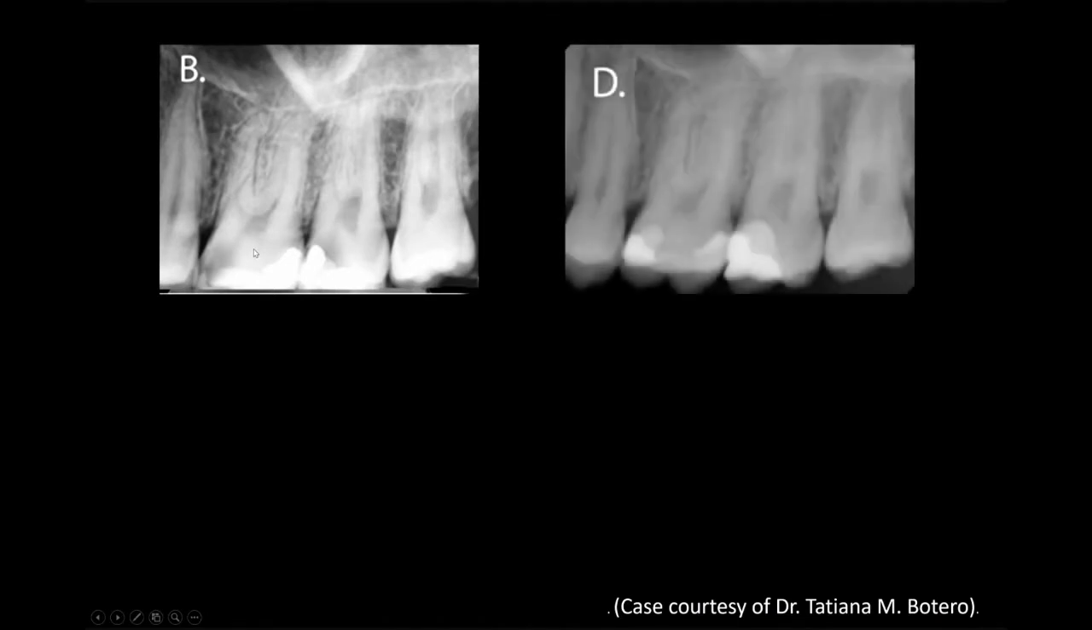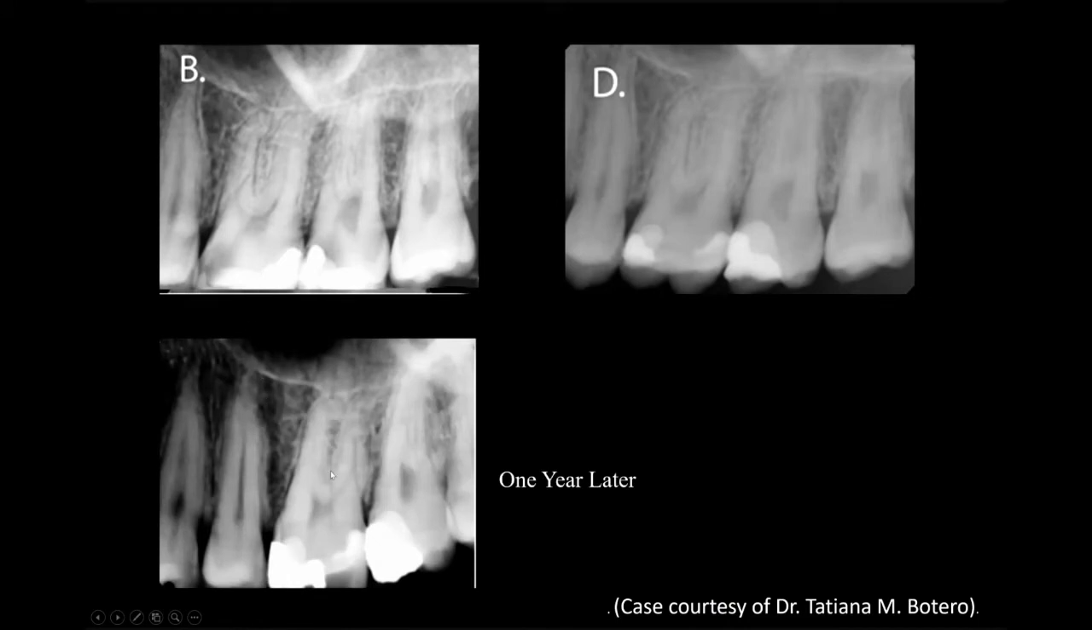This is a case that is in our book in chapter 10, and this was given by Dr. Botera. As you can see here, you have two teeth that have decay. There was no pulp exposure, so they capped them with MTA, and this is after a year. As you can see here, there are no periapical lesions, and the teeth are responding within normal limits.